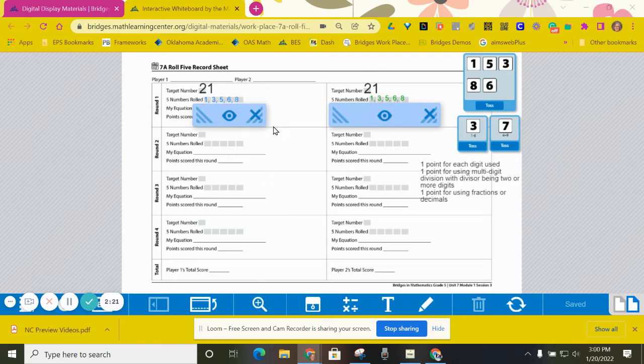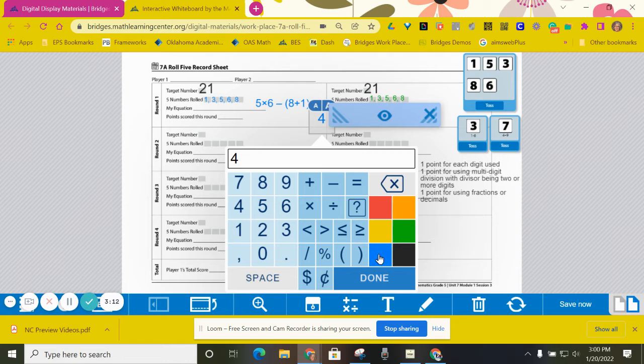So I went ahead and created a couple of equations so you could see how to score them. For this one, I used this equation right here. And if you remember your order of operations, you know that you're going to do the work inside the parentheses. So we have a 9 right here. The next thing would be our multiplication, and that would give us 30. So 30 minus 9 is 21. So in this equation, I used 4 of the digits that I rolled, so that's 4 points. I did not have any multi-digit divisors going on, and I didn't use a fraction or a decimal. So 4 points would be the score for this person here. So let's give them 4 points.